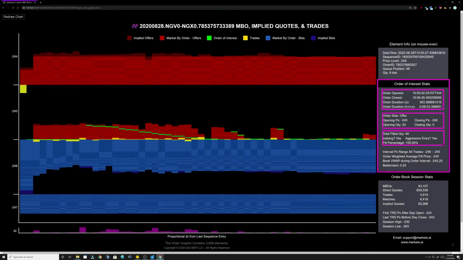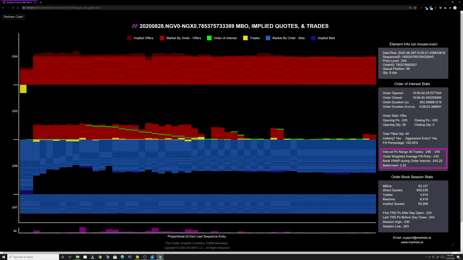This is all built into the MarketsAI Program Library. This particular order traded between 246 and 245 for its lifetime, 6 minutes. And it had a VWAP of 245 for the order. And the book VWAP was 245.25 for a betterment of a quarter tick.